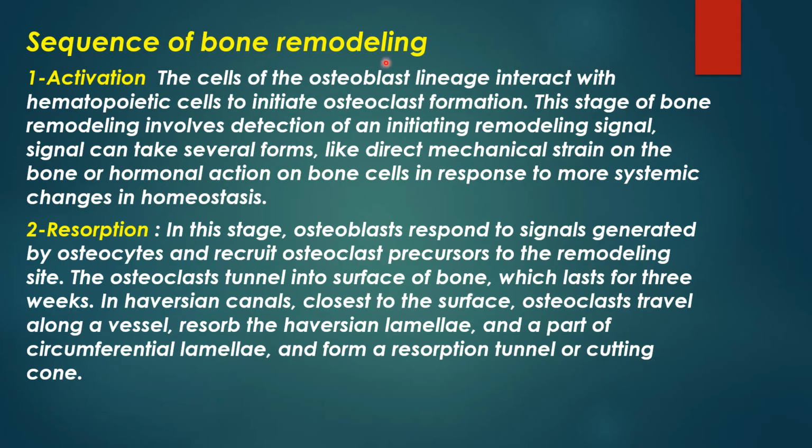Sequence of bone remodeling. This includes 4 stages. First, activation. The cells of osteoblast lineage interact with hematopoietic cells to initiate osteoclast formation. This stage of bone remodeling involves detection of the initiating remodeling signal, which can take several forms, like direct mechanical strain on bone or hormonal action.